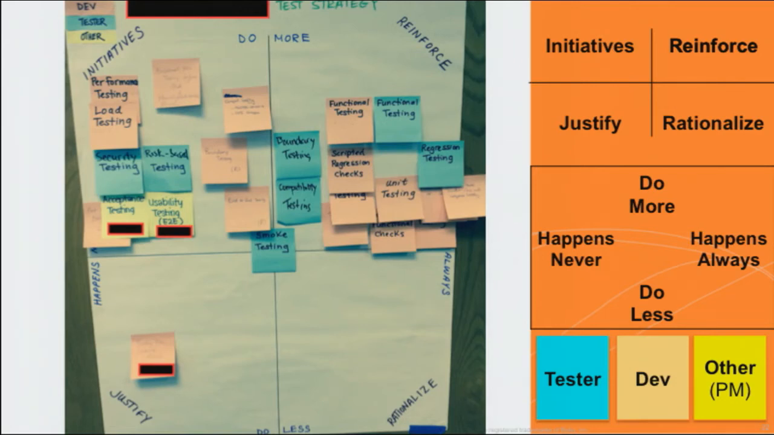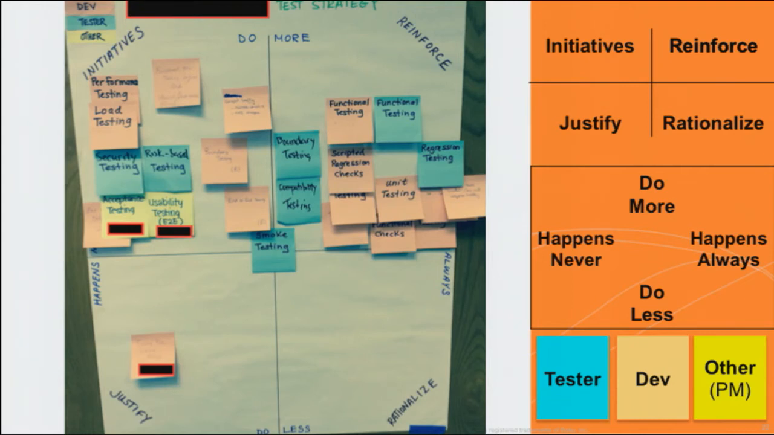So we have a quadrant with different things on dimensions. So we would place testing that we wanted to do. We want to do performance testing. We want to do security testing. And if we're not doing it, we'd put it on the left-hand side where it says happens never. And if we were doing it always, we'd put it on the right-hand side where it says happens always. If we wanted to do more of it, we'd move it up to the top, and if we thought we should do less of it, we'd move it down to the bottom. And if we were doing the Goldilocks amount, we'd just kind of put it right in the middle.